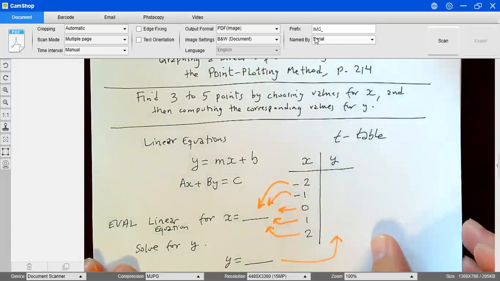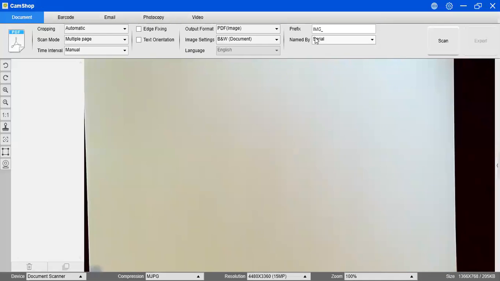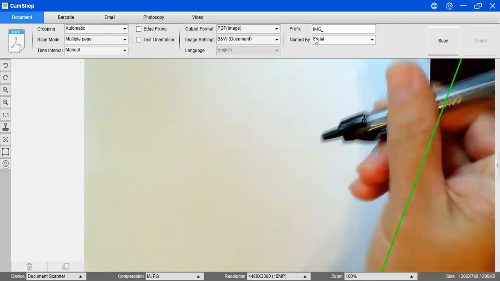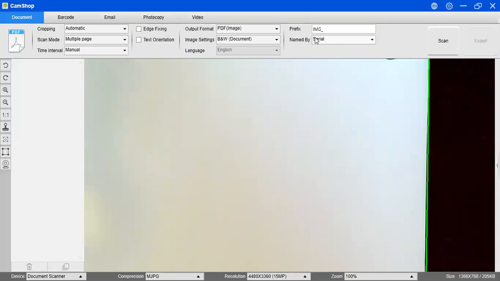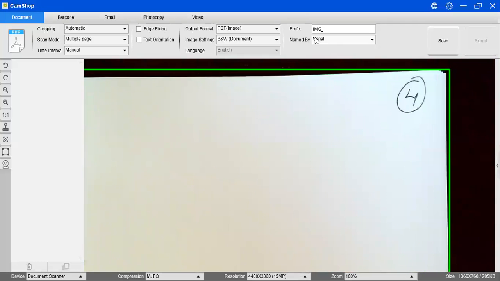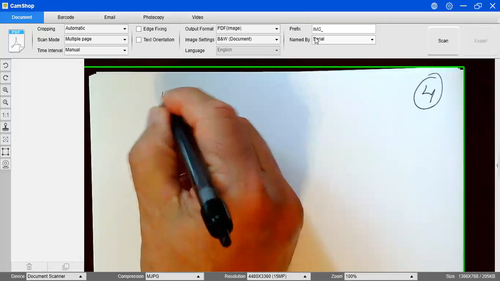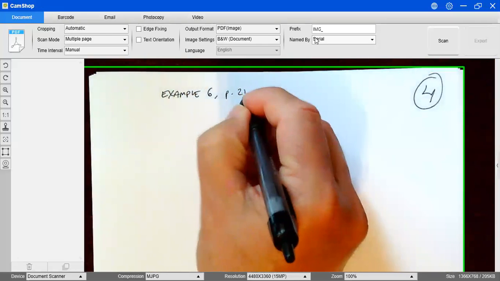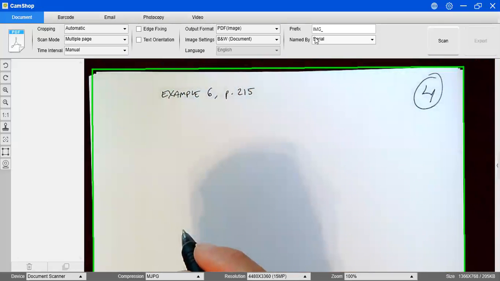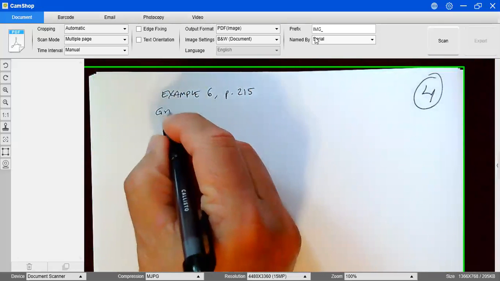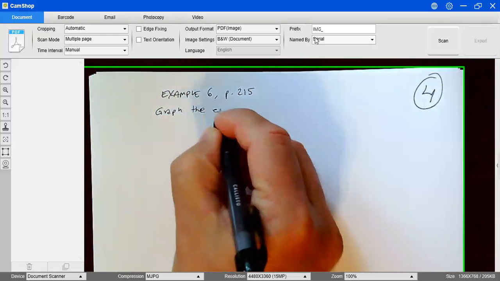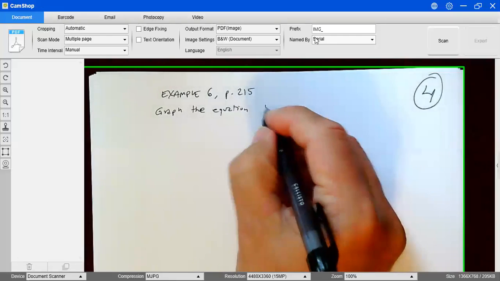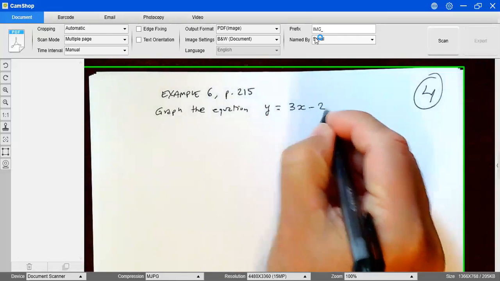So I'm going to solve one problem step by step, and then you're gonna need to do the same thing with another 3 or 4 problems. So let's start with example 6. This example is on page 215. So we're gonna graph the equation y equals 3x minus 2.